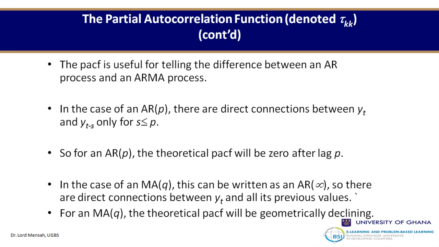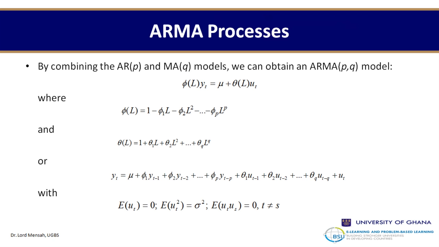Okay. Now in the case of MA(q), this can be written as autoregressive infinity. So there are direct connections between yt and its previous values. Okay. So for an MA(q), the theoretical PACF will be geometrically declining. Will be geometrically declining.